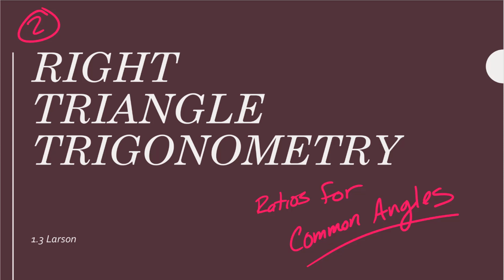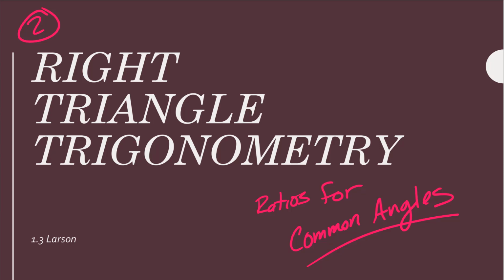And do our second from 1.3. And we're going to start talking about the ratios for our common angles. How do I stress this enough? That these two different triangles we're going to show you and the ratios that come from them, how important they are.